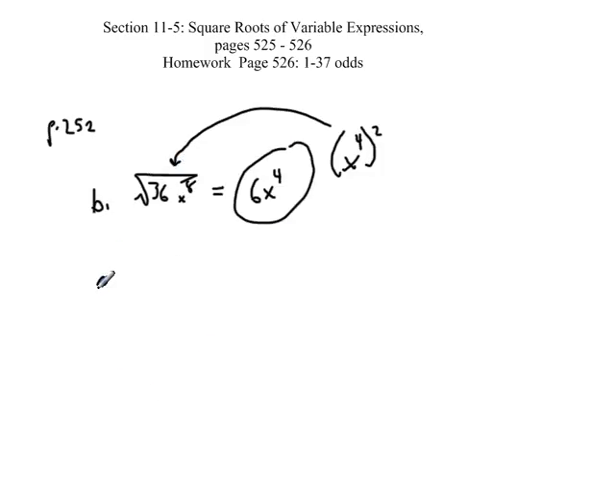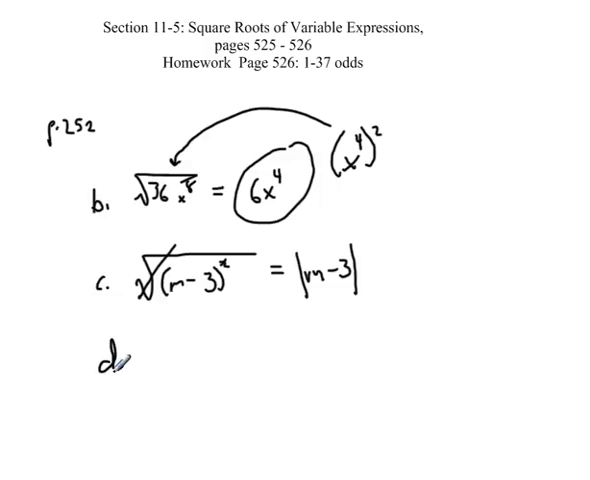On C, what you're doing is you're factoring underneath. M squared minus 6m plus 9 is a perfect square. So you have m minus 3 squared. Essentially, these cancel. But since you only have one of these, m minus 3 needs to be put into absolute value symbols. And D, the square root of 18a cubed.